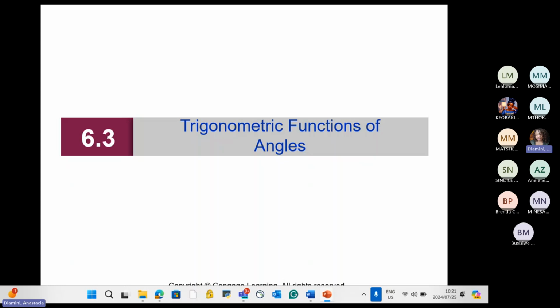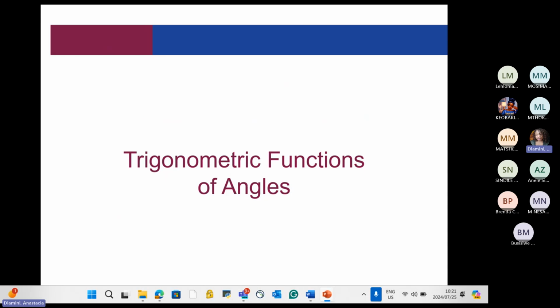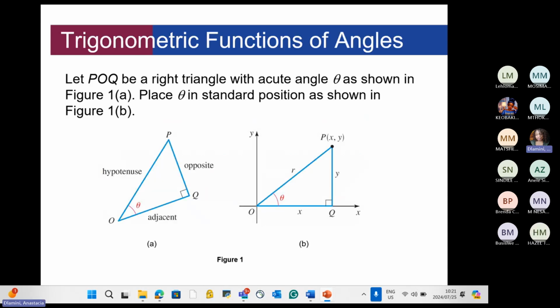So we have trigonometric functions of angles, evaluating trigonometric functions at any angle, trigonometric identities, and areas of a triangle. The first part is trigonometric functions of angles. Now let's go back. They say, let POQ be a right triangle with an acute angle as shown in figure A. Place theta in a standard position as shown in figure B.